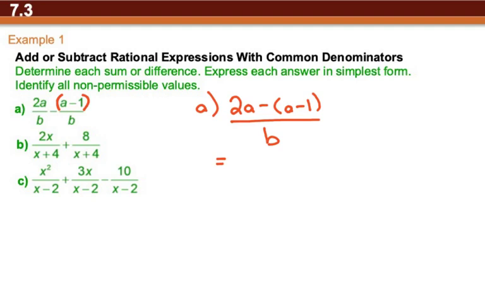We'll need to distribute that minus sign in, so we'll end up with 2a minus a plus 1 over b. And at this point we can combine like terms. We have 2a minus a leaves us with a, and we have plus 1 over b.